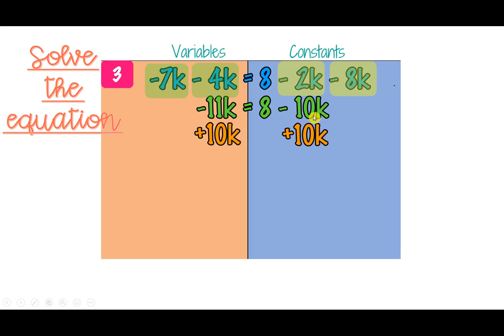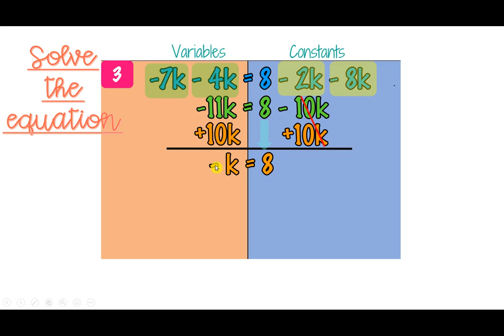So the only way to do that is to add 10k to both sides. Well, 10k and negative 10k are opposites, so they cancel. I didn't do anything to my 8, and negative 11k plus 10k gives me negative k. But notice that k is not isolated.